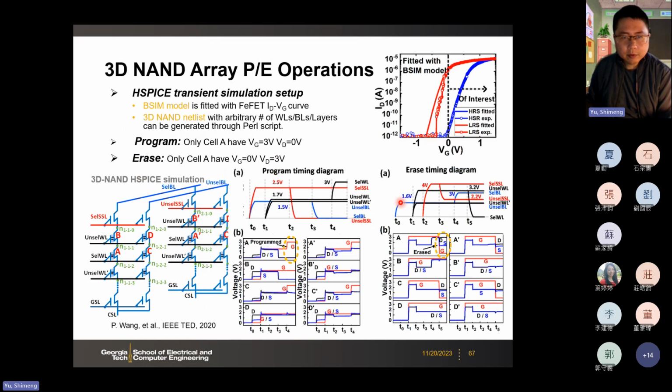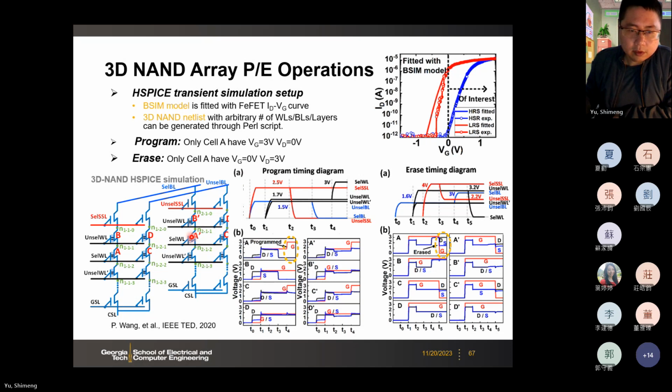So here is the proposed timing for all the control lines. You have the selected cell word line, selected SSL, unselected word line, unselected bit line, selected bit line, and so on. So we have to use this very special timing, and then we have done the SPICE-level netlist simulation with the FeFET model. Then we can make sure only the selected cell has enough voltage to trigger the change of the polarization. So this is a very complicated control.